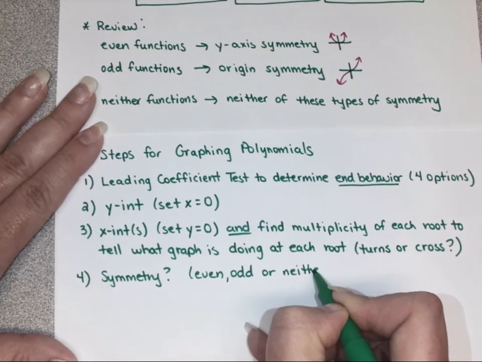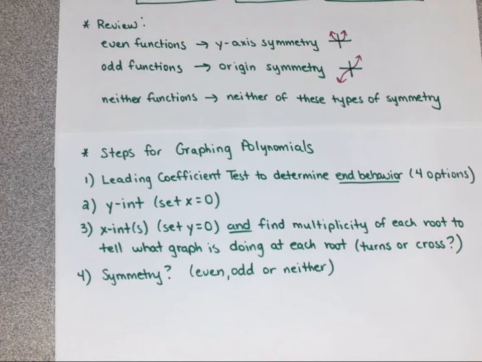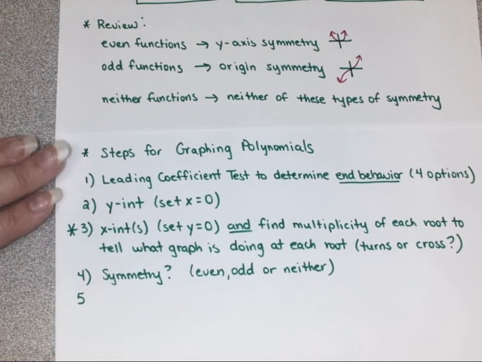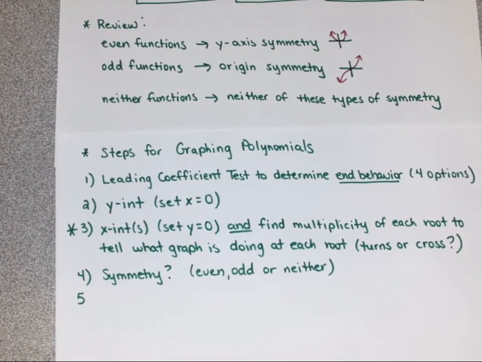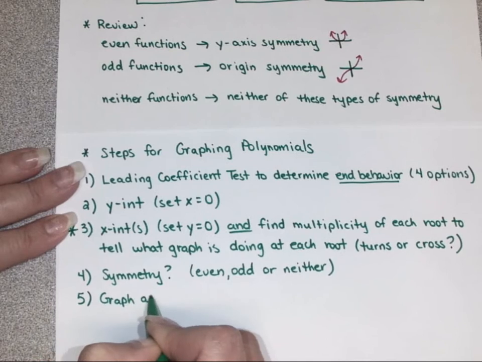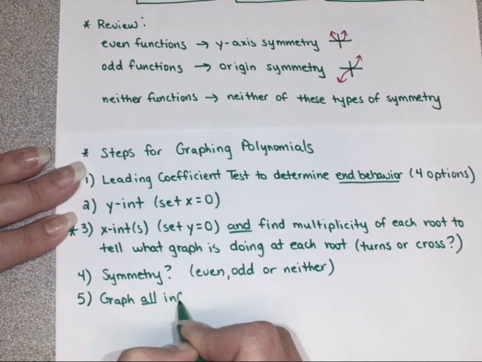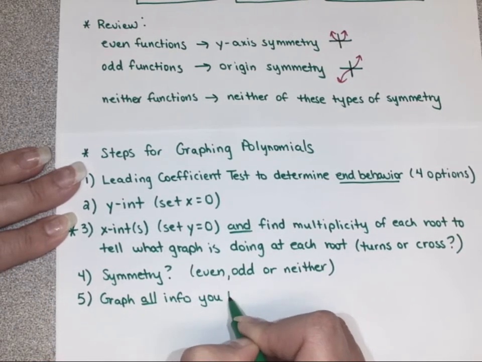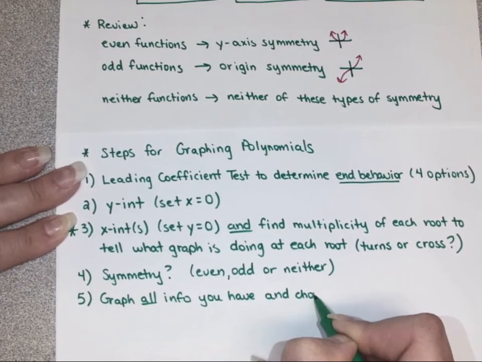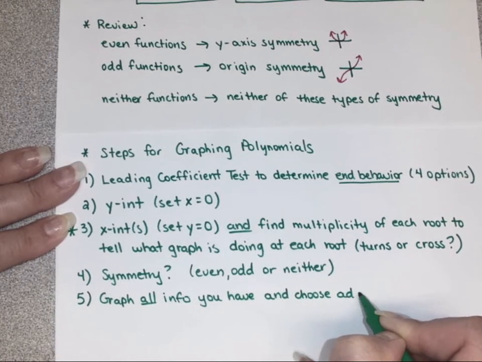Honestly, I'm not going to spend too much time on that because that's just something helpful if it's there. If it's not there, we're not going to worry about it. So I'm going to put a star by this step because that step is the longest and it does also give you the most information. And then last but not least, you're going to graph all the info you have, and you're going to choose additional points if necessary.